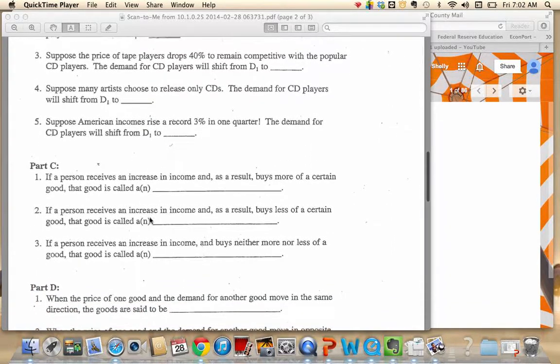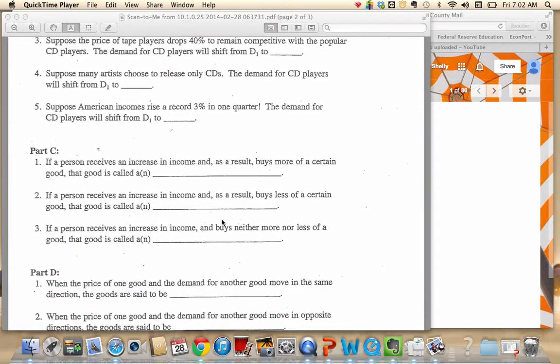Part C, if a person receives an increase in income and as a result buys more of a certain good, that good is called, and once again, that's what normally happens. You make more money, you buy more stuff. So that is a normal good.